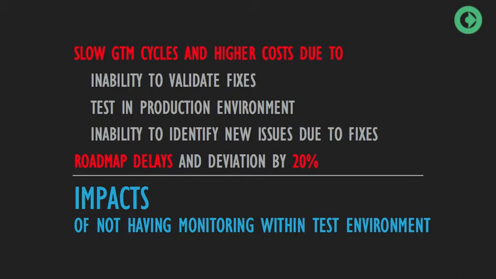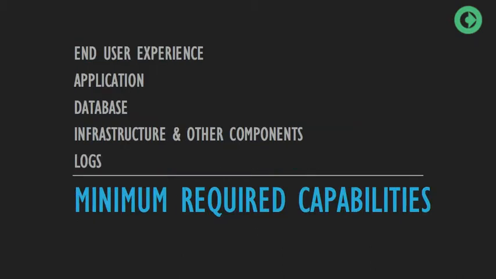And then, of course, all of this causes roadmap delays and deviations by almost up to 20%, which is not the right thing. So these are some of the impacts that definitely, directly or indirectly, incur higher cost to the overall enterprise. Let's look into what are the minimum required capabilities. When we say we need to enable monitoring within the test environment, what is it that we should be focusing on?